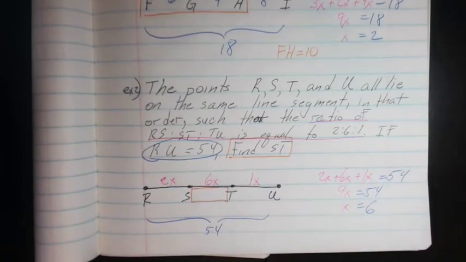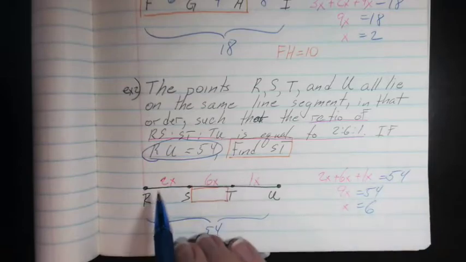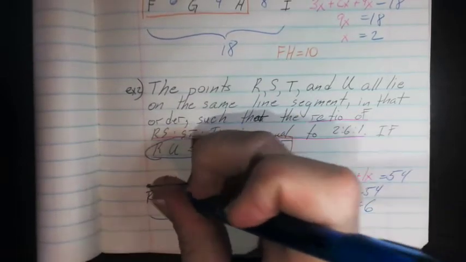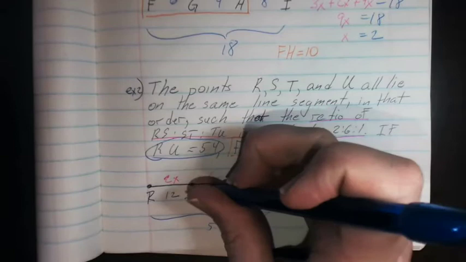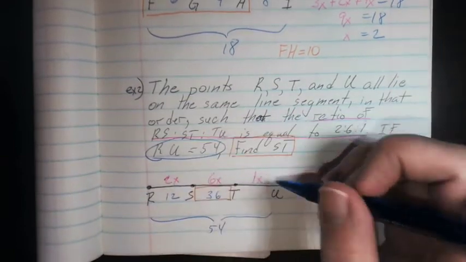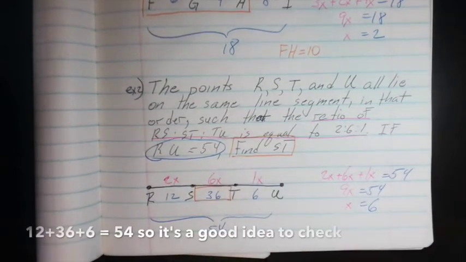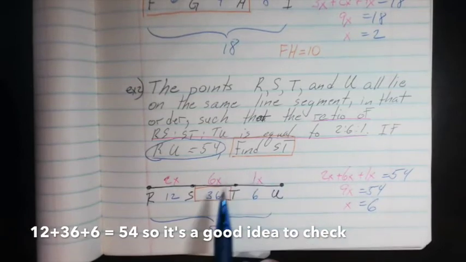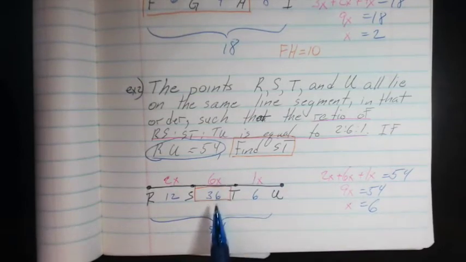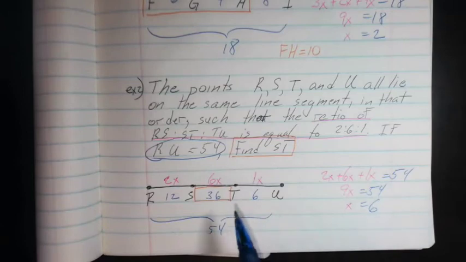Cool. Let's just plug it in and find. X is 6, so this is 2 times 6, it's 12. This is 6 times 6, it's 36. This is 1 times 6, it's just 6. And we're finding ST. We already did. It's just 36. If you want to check it real quick, add these 3 up. They should equal 54. If they don't, something went wrong.